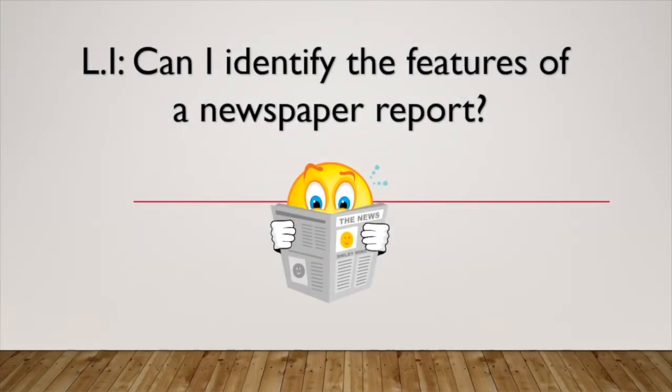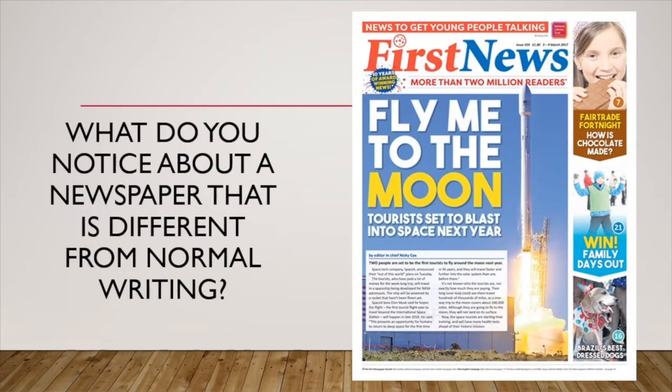Today we're looking at identifying the features of a newspaper report. To start us off, have a look at this copy of the front cover of First News, which is a children's newspaper. What do you notice about a newspaper that is different from normal writing? There might be some things on this cover that you're able to spot which are different, and perhaps you know the name of them too. We're going to go through the different features that make up a newspaper.